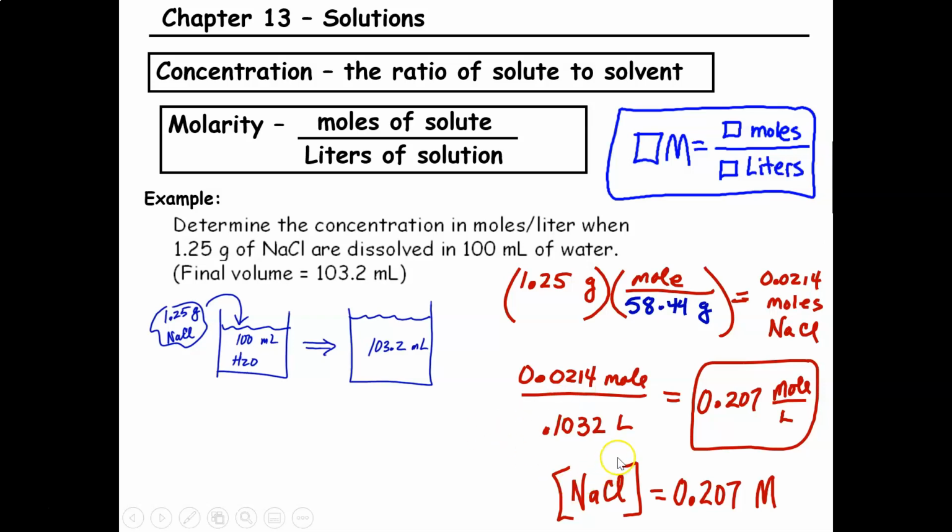Another notation that we often see in chemistry is this. We have the formula for sodium chloride, NaCl, wrapped in square brackets. The square brackets, in this case, mean concentration measured in moles per liter. We would read this as the concentration of sodium chloride is 0.207 molar, or moles per liter. So that's what that square bracket indicates. We may see more on that a little bit later down the road. This is a more common way to measure concentrations in chemistry.